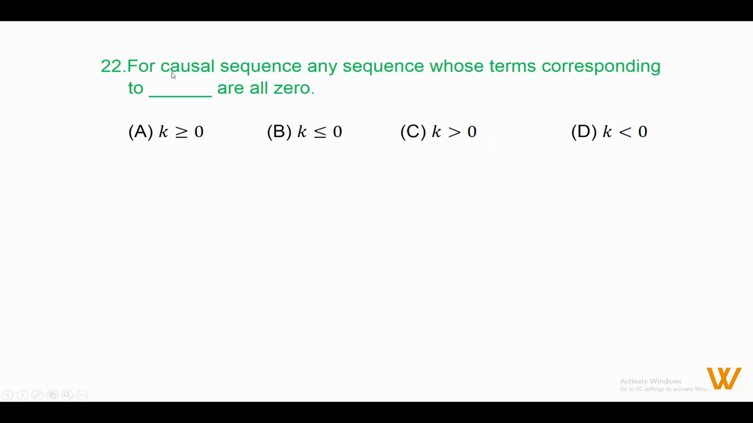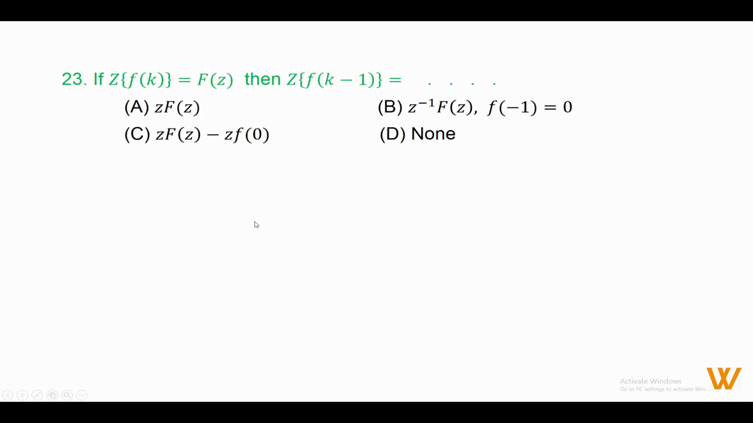22. For causal sequence, any sequence whose term corresponding to dash are all 0. In causal sequence, value of k greater than or equal to 0, positive or 0, means all the terms less than 0 are 0. When k less than 0, all these terms are 0. Answer is D option, k less than 0.